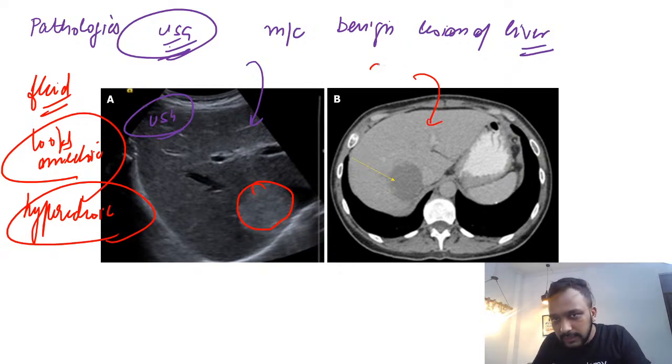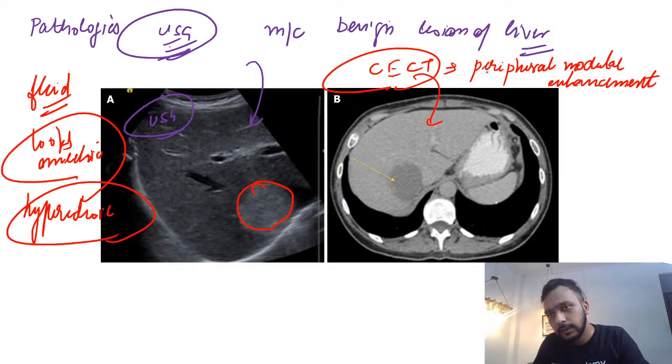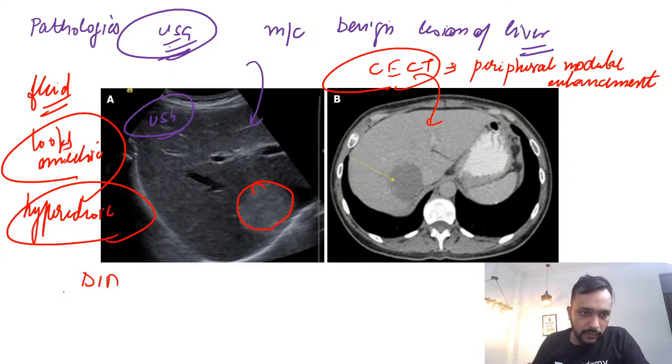And on contrast enhanced CT abdomen, we can see that this lesion is showing peripheral nodular enhancement. Okay. So guys, what will be this case? What will be your diagnosis for this case?